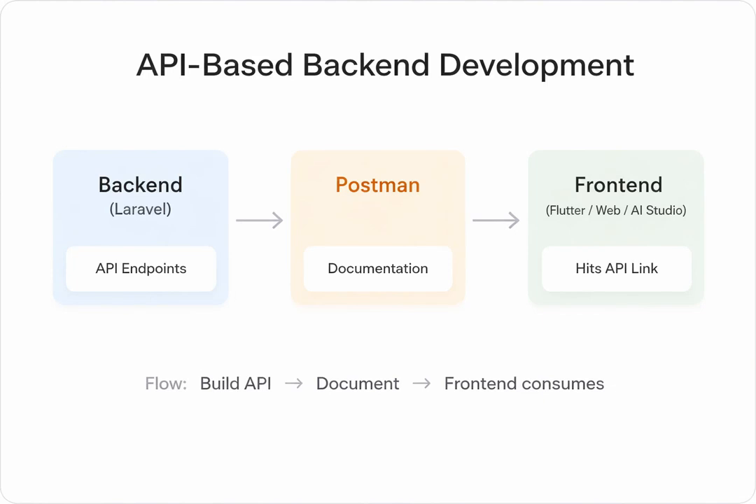So, continuing from where we left off, a common question that comes up is, if you're building a Flutter mobile app, what handles the backend? The answer is Laravel. You build your API in Laravel, document it in Postman, and then the Flutter app, or any front end for that matter, simply hits that API link. That's the entire flow. Backend builds the API, front end consumes it.